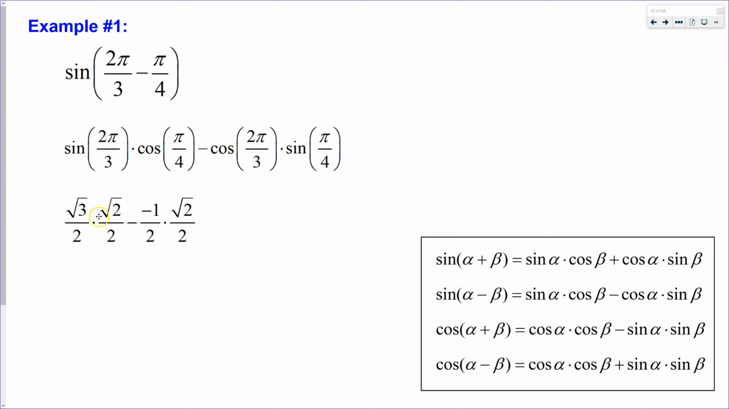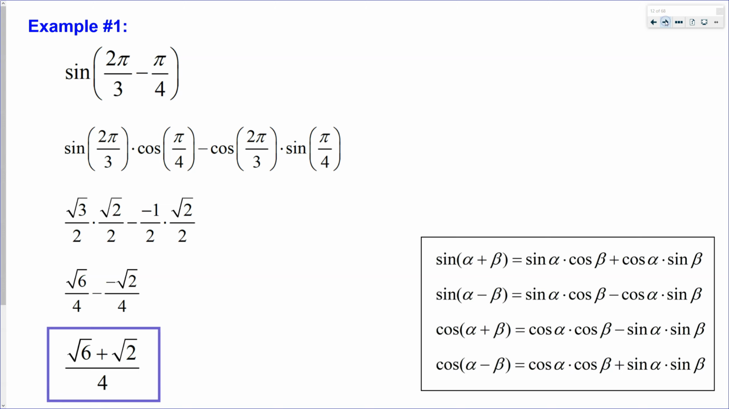Square root of 3 times square root of 2 is square root of 6, and 2 times 2 is 4. Over here, we're just going to take a negative times square root of 2 up top, and we do have a double negative right there. Notice that the denominators are identical, so we can just go ahead and add those together. And there's your final answer.